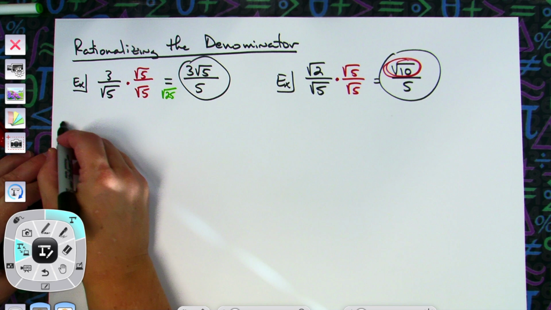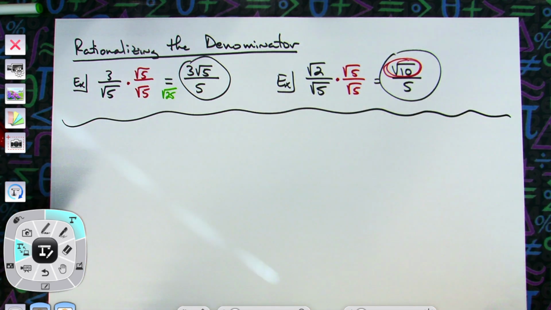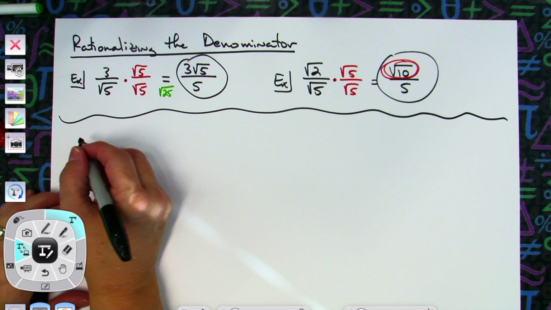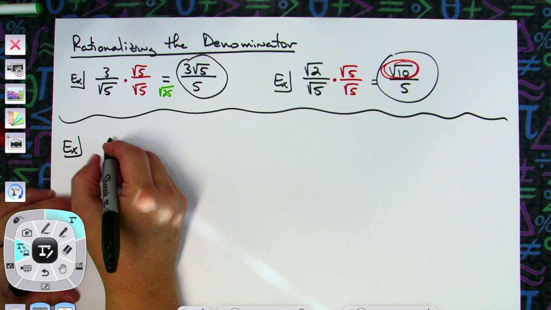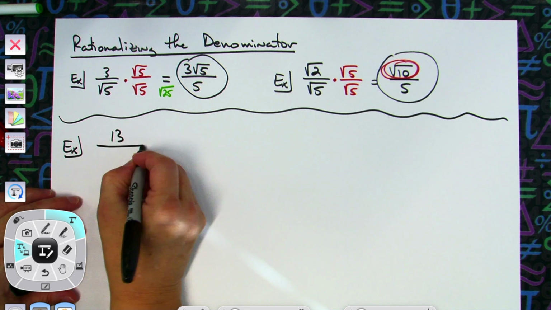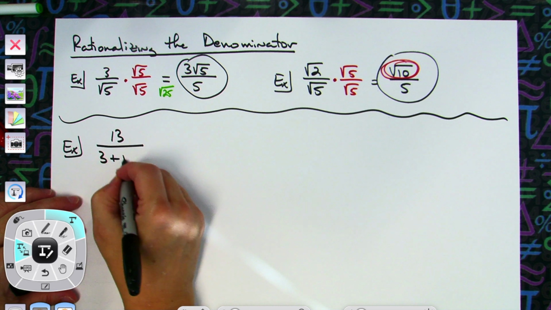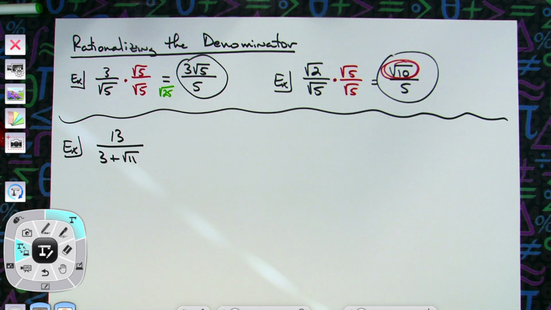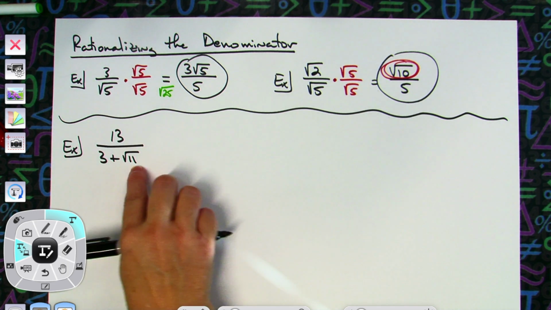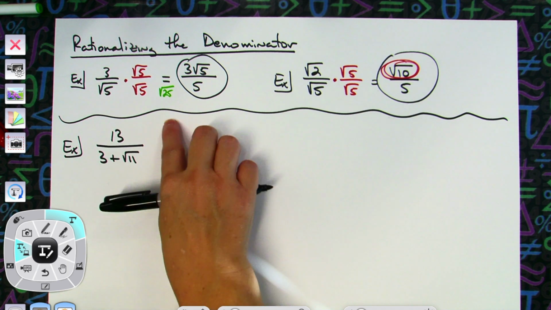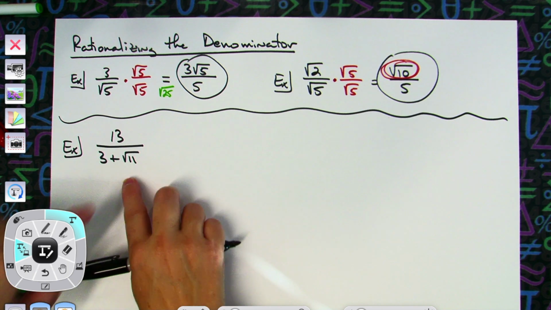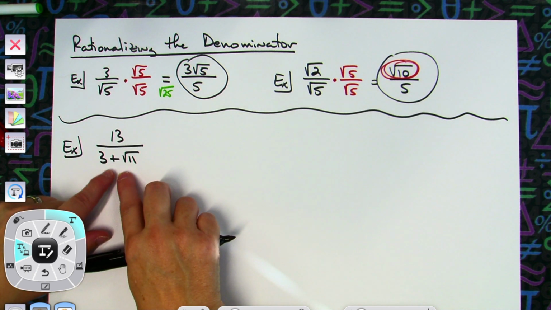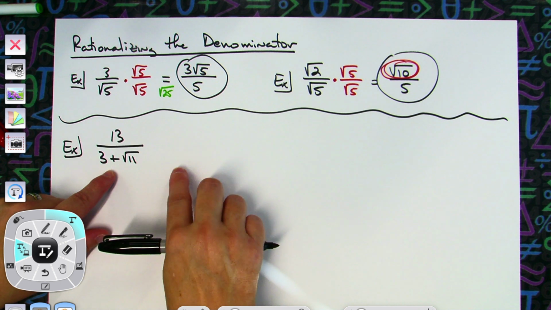You are also going to have to rationalize when you have a binomial in the bottom. Maybe let's say you have 13 over 3 plus square root of 11. They're going to put a binomial in that bottom. Now if you remember, there's a certain way we choose to form our 1 here, and you probably just memorized it in Algebra 2 and didn't really realize what it was, but when you had that binomial there, you always chose the opposite sign to multiply.